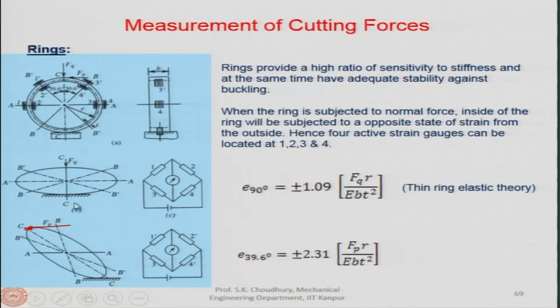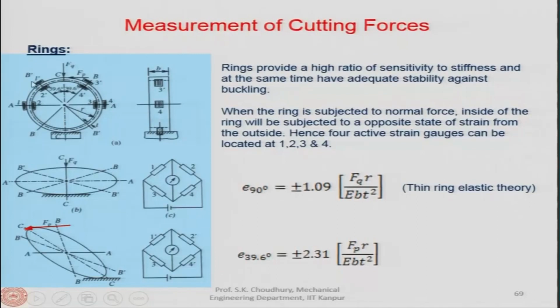You can see this. For example, when the Fp is acting, it has a tendency to roll along the horizontal direction. Although we said that on buckling it is fine, it does not have any problem, and it has a high ratio of sensitivity to stiffness, but still it has a tendency to roll. That is why they are not very reliable for forces that are high in magnitude, because a high magnitude force will try to roll it, and then it will give you an error in the measurement of the strain.